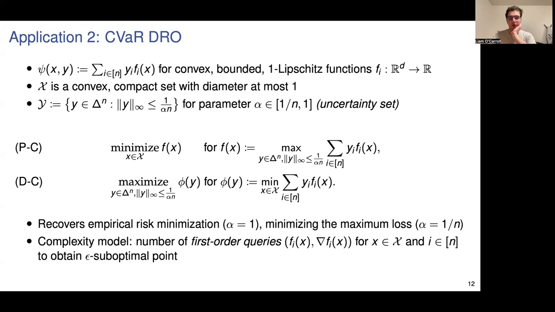The complexity model we'll look at is the number of first order queries, meaning you're going to get f_i of x and grad f_i of x, to obtain an epsilon suboptimal point.